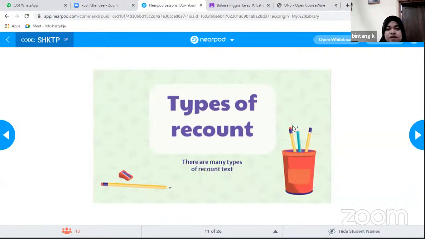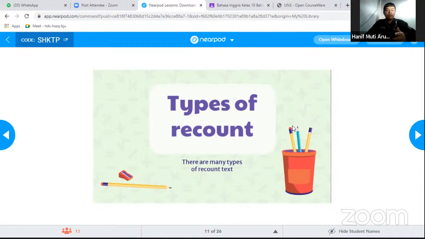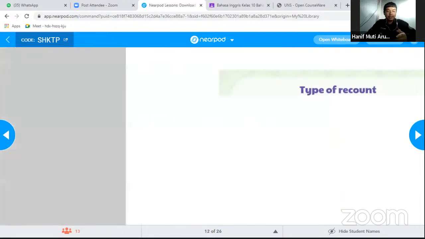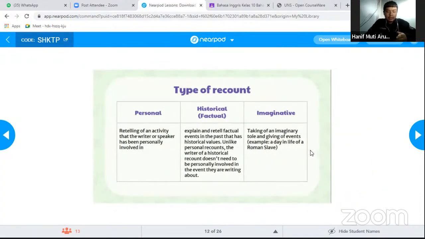Mr. Hanif, the screen is yours. Okay, thank you, Vivi. Okay, my students, there are types of recount. There are many types of recount text. Okay, next, Mr. Hario.